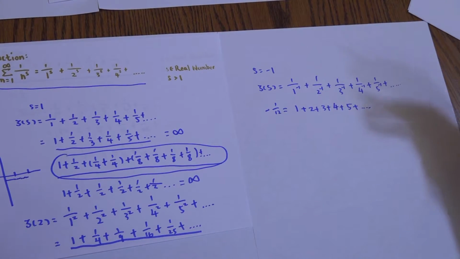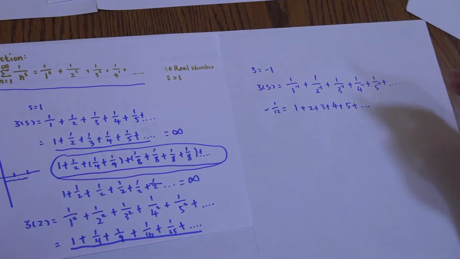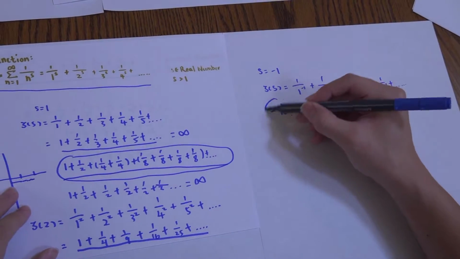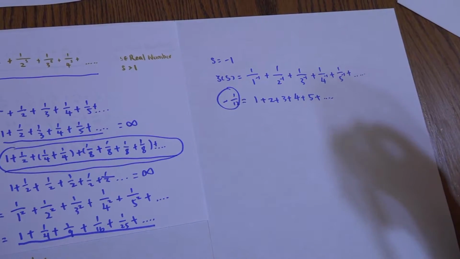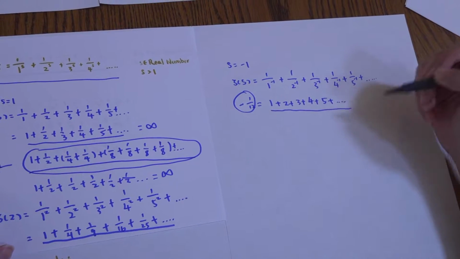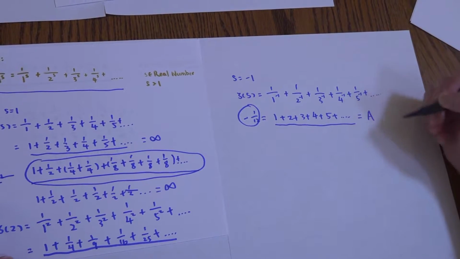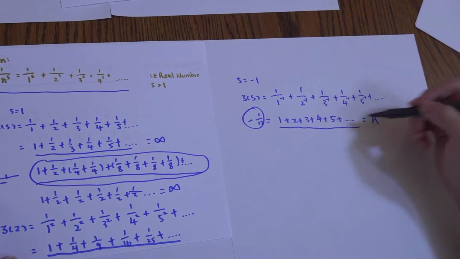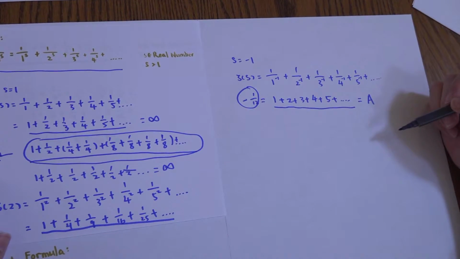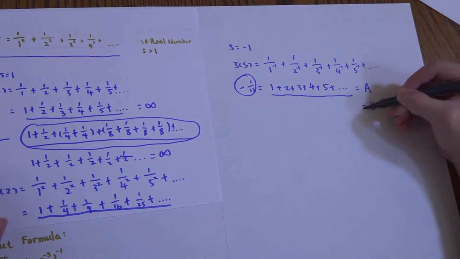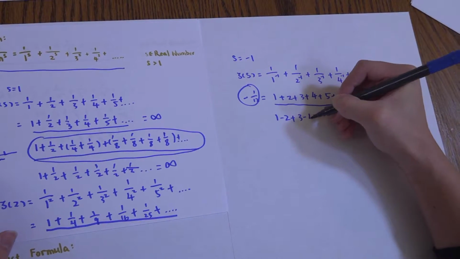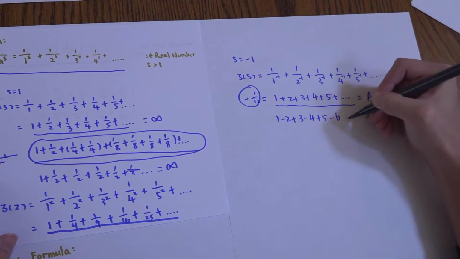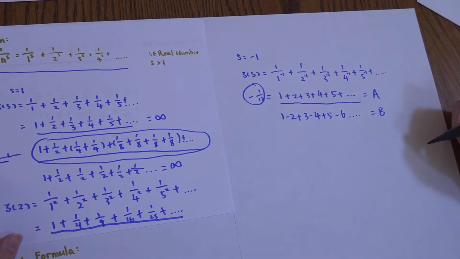And this was also proven by Euler. How did Euler get this number? The way is not that hard, and let me explain it to you guys. Let's suppose that the sum of all natural numbers equals a. Let's just suppose that this equation is a. And then let me write another equation, b. What is b? b is 1 minus 2 plus 3 minus 4 plus 5 minus 6 and so on. So this number equals b.